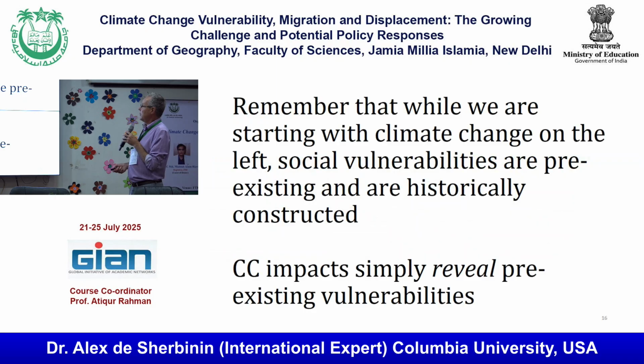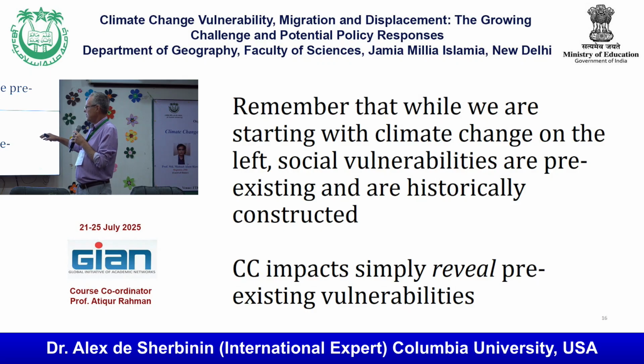So remember that while we are starting from the climate change on the left-hand side, social vulnerabilities are pre-existing and historically constructed and critical for understanding. So when you talk about the vulnerabilities in the upper right-hand side of the diagram, just remember to put in any underlying power structures or other pre-existing vulnerabilities that may exist, in addition to the differential vulnerabilities in the groups that you're looking at, like farmers or fisher folk.